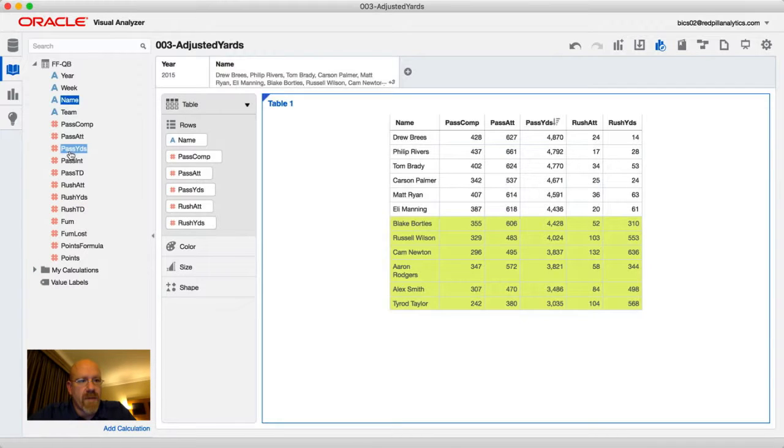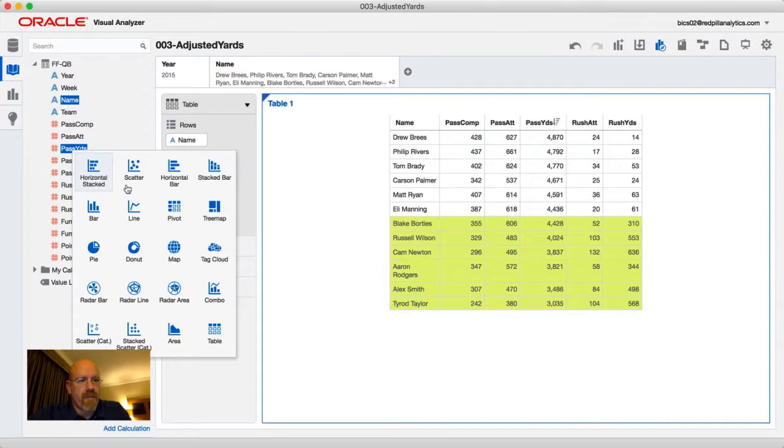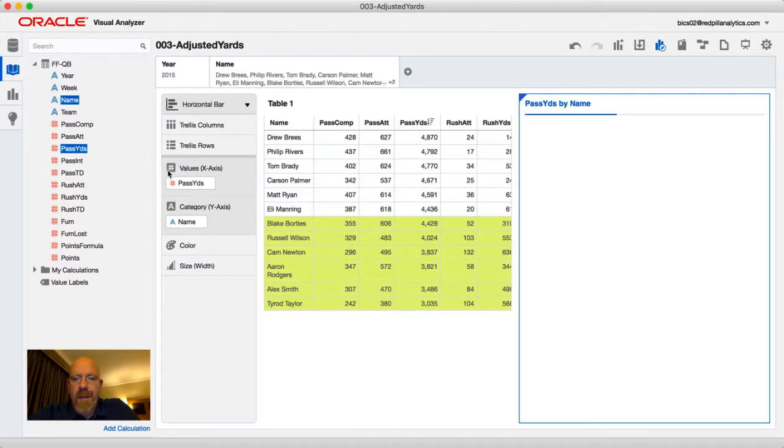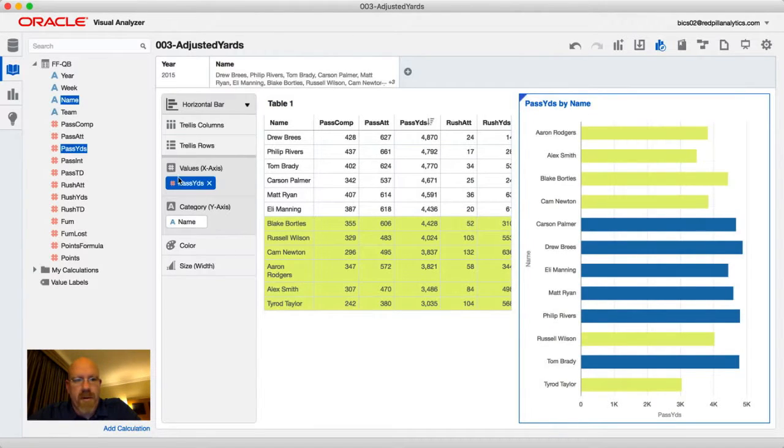just do your basic name and passing yards, and I'm just going to pick a visualization here of a horizontal bar chart. Now what's nice here, because I did that colorization of those rushing quarterbacks, that actually translates into the second visualization that you see here.